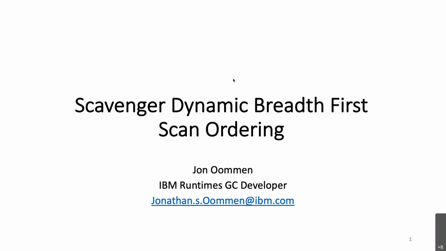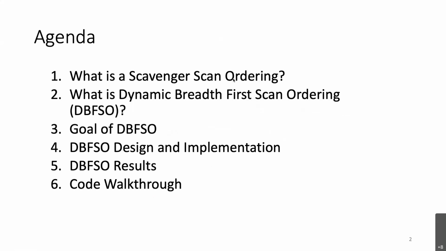So just a quick outline of what I'll talk about today. What is a Scavenger scan ordering? Many of these will be familiar, so I'll move through these topics somewhat quickly. But what is dynamic breadth first scan ordering? And for the sake of time, I'll call it DBFSO. What is the goal of DBFSO? The design and implementation, some results, and then look at the code.